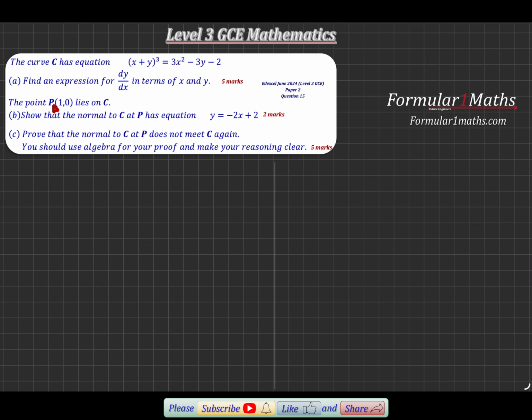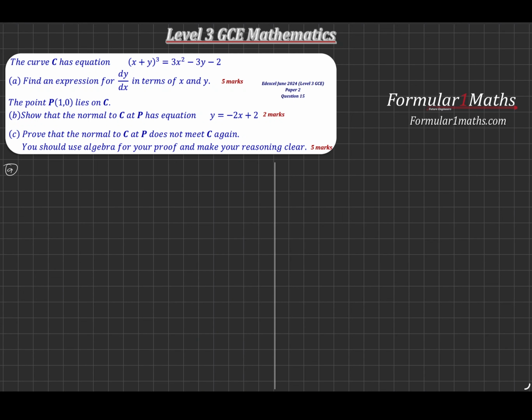The point P with coordinates (1, 0) lies on C. Part B: show that the normal to C at P has equation y = −2x + 2. Part C: prove that the normal to C at P does not meet C again. You should use algebra for your proof and make your reasoning clear.